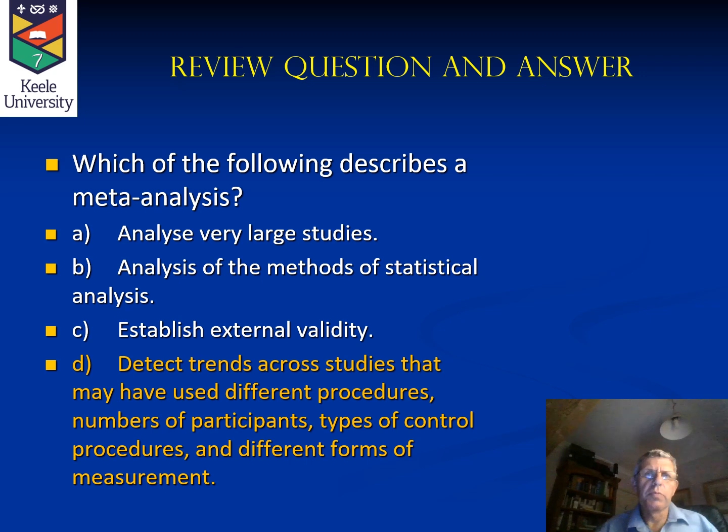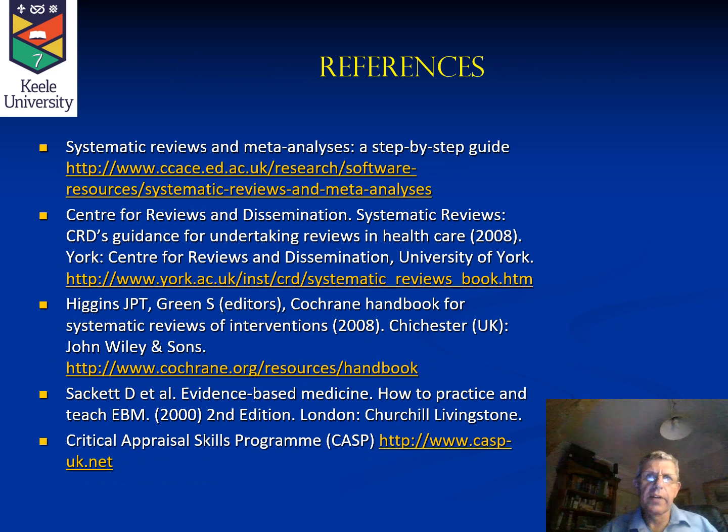The question was, which of the following describes a meta-analysis? And the answer is D, something that detects trends across studies that may have used different procedures, etc. So a meta-analysis is a statistically acceptable way of assessing the strength of particular findings across a number of different studies. And finally, here are some references for further reading on this topic.